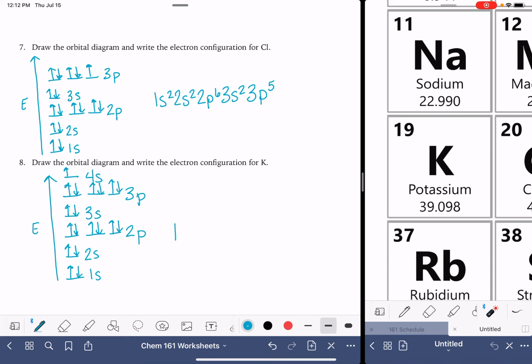And our electron configuration is 1s2, 2s2, 2p6, 3s2, 3p6, 4s1.